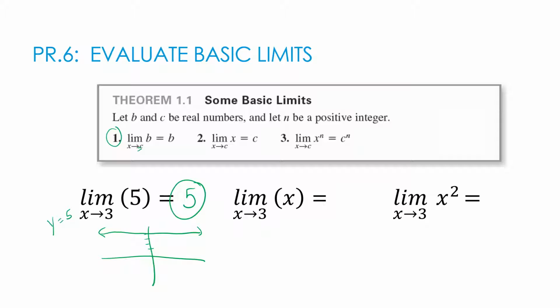Same thing if it's the limit of x as x approaches c. Again, it's kind of like direct substitution. I'm basically just plugging that 3 in to get a 3. And same thing here, this is just a direct substitution. If I have the limit as x approaches some value of x to the n, the solution is c to the n. So this would be 3 squared, which of course is 9. So the second two are direct substitution. The first one is just a property that you need to remember.